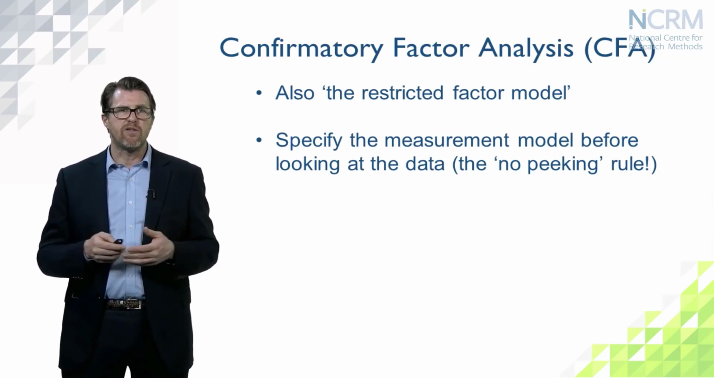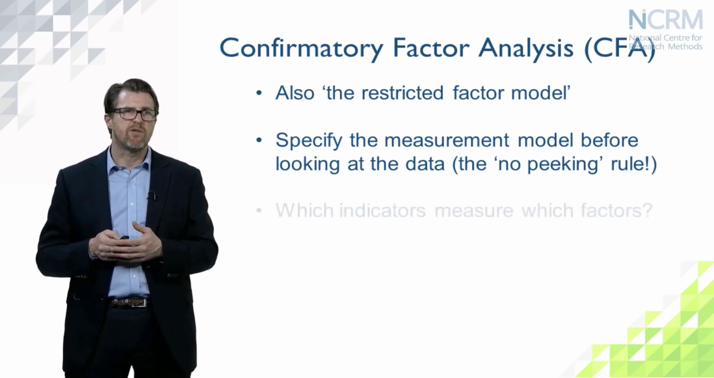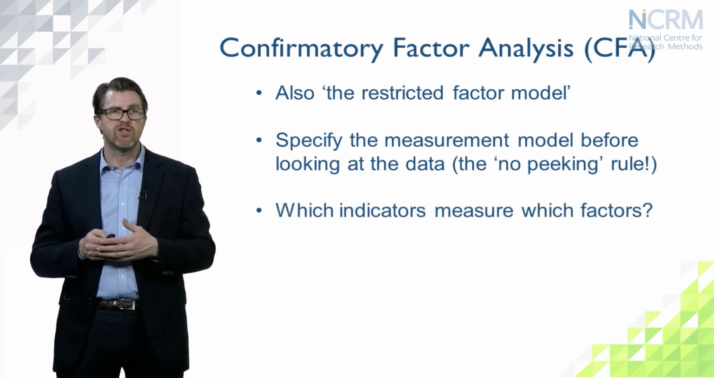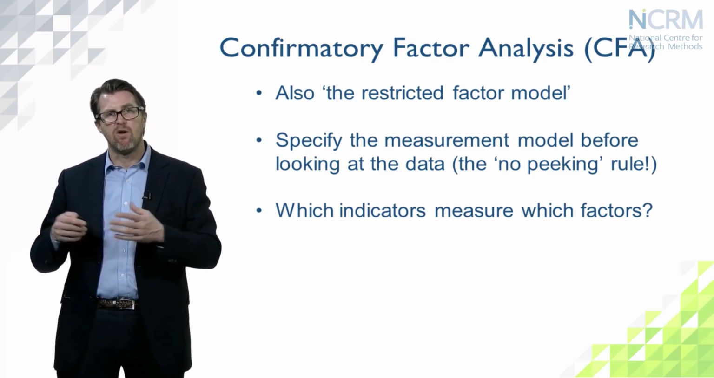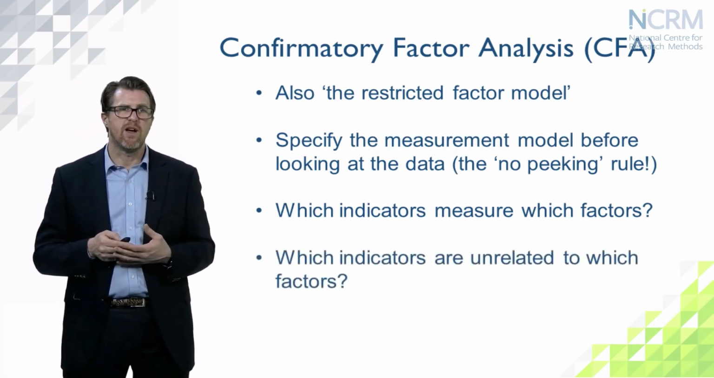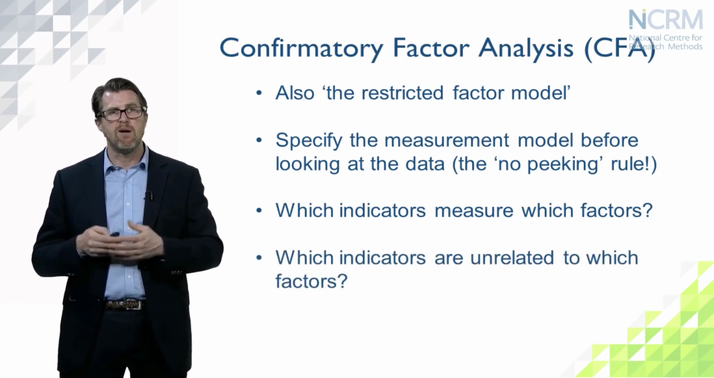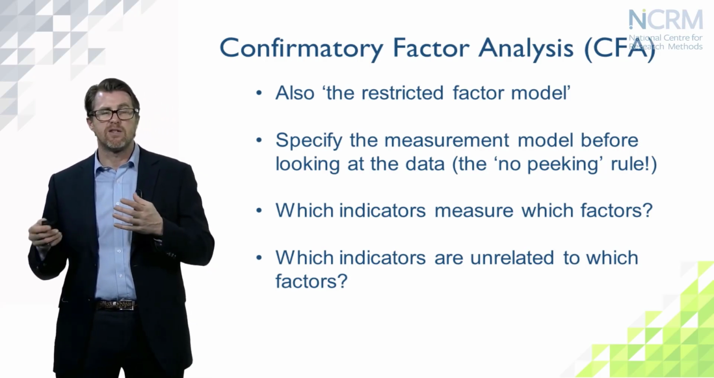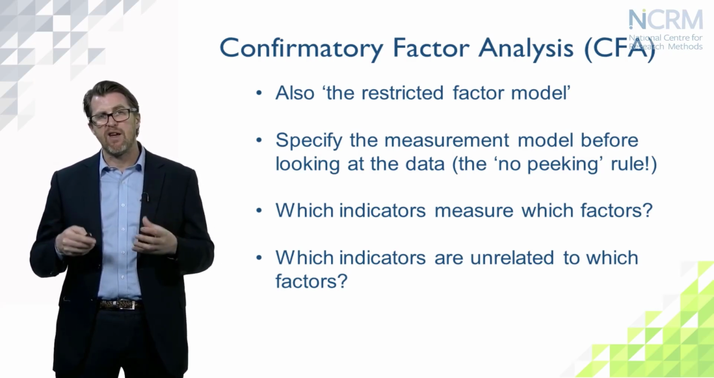So when we do things in this way, in a confirmatory way, the key kinds of questions that we have to answer are which indicators measure or cause which, or are caused by which factors. And importantly, and this is the real distinction with EFA, is which indicators are unrelated to which factors. Remember, in an EFA, we say that every variable is related in some way, is allowed to correlate with every factor. In CFA, that isn't the case.